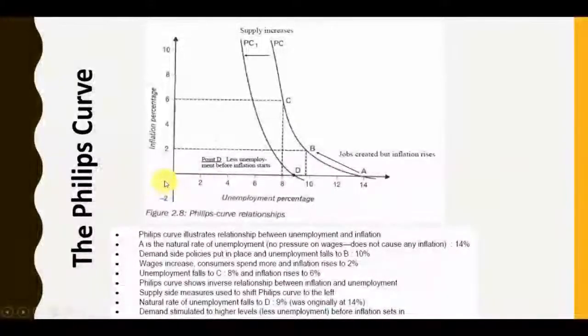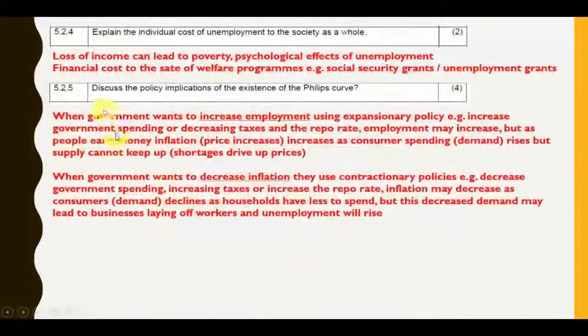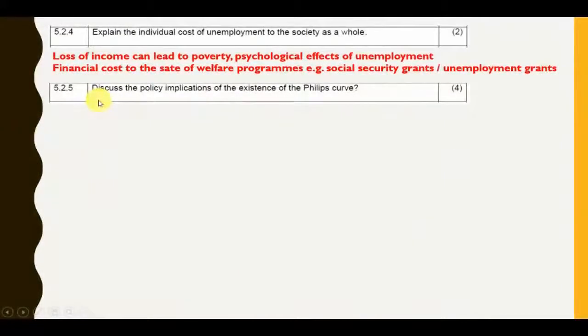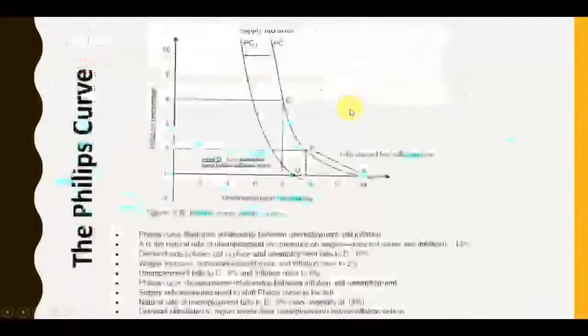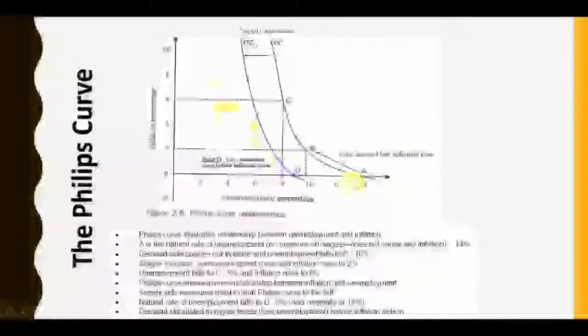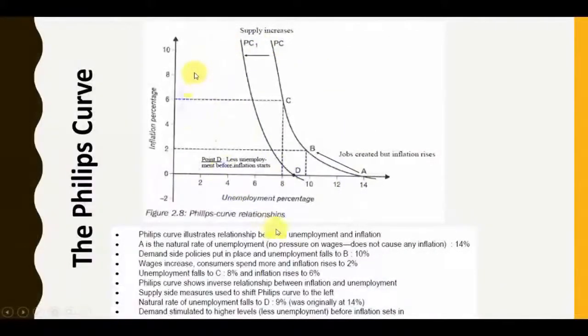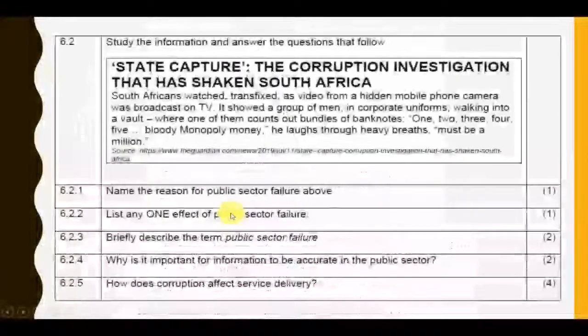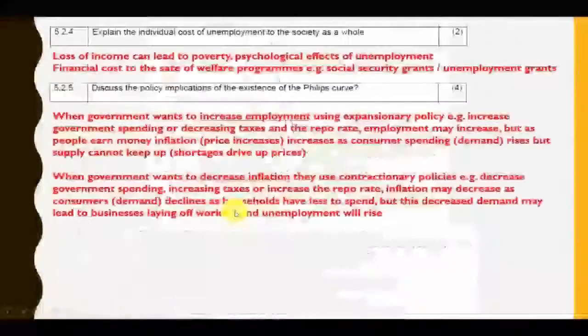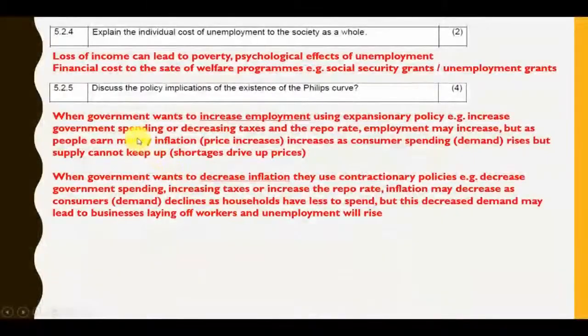Alright, so let's go back to this question. The question was, discuss the policy implications of the existence of the Phillips curve. So you now know what the Phillips curve is, you know what it looks like, you know the two variables that it compares and that it shows. So what does this mean for government policy?